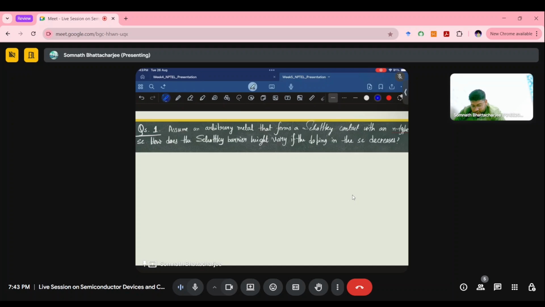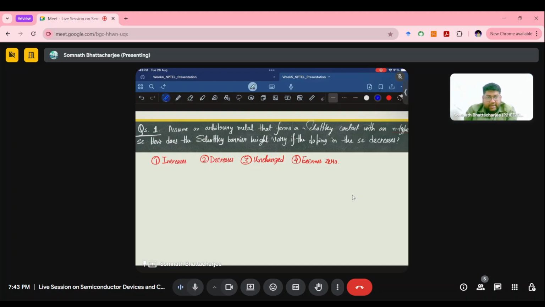So we have several options here. The first option is it increases. Second option is it decreases. Third, it remains unchanged. And fourth, it becomes zero. So give me the answer and also the reasoning why it is happening like this.